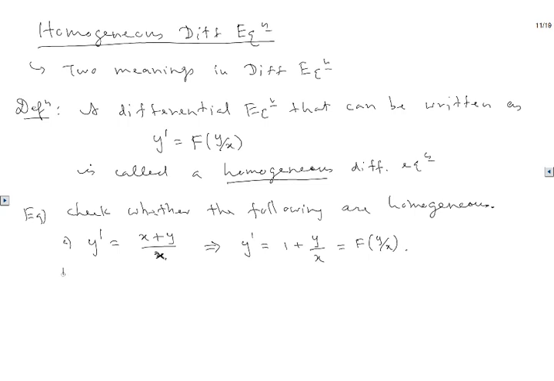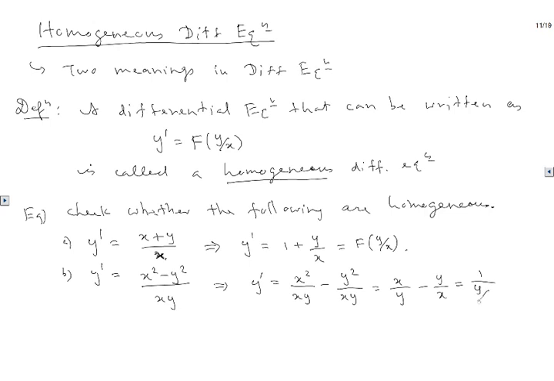So let's do another one, b. How about this one, y prime equal x squared minus y squared over xy. Again, if you divide by xy, you can write this as x squared over xy minus y squared over xy. In the first one, an x gets cancelled, so you can write x over y, and here one of the y gets cancelled, so you can write y over x. Now the first one, if you divide the top and bottom by x, you can write 1 over y over x, minus y over x. So you can see that, yes, it is a function of y over x alone.